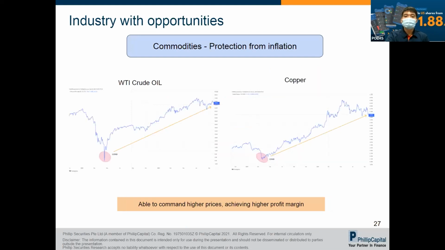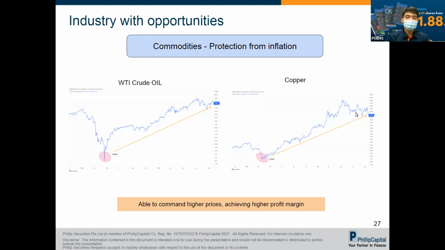Okay, then as to why commodity is a great way to hedge your portfolio during an inflationary environment, I'll be using crude oil and copper to explain this point. As you can see, crude oil prices are increasing since after COVID, and so is copper.